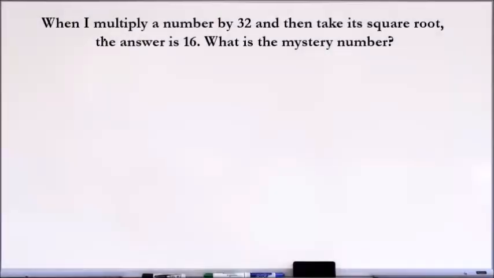Here's a question. It says that when I multiply a number by 32 and then take its square root, the answer is 16. What is the mystery number? So we're going to write it out as it's written. When I multiply a number by 32, a number I multiplied by 32.